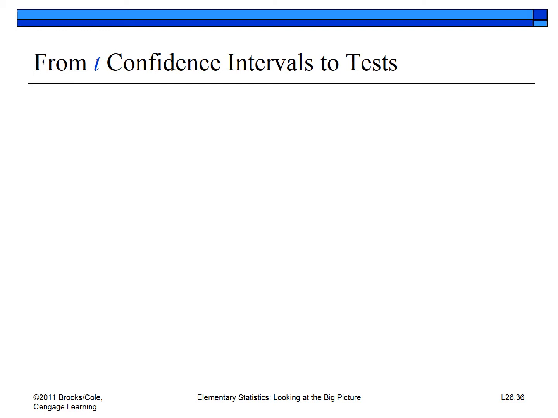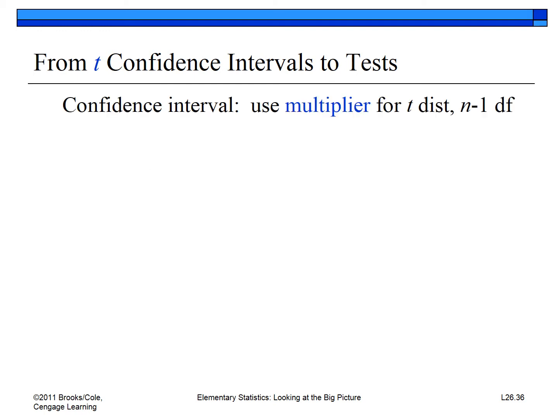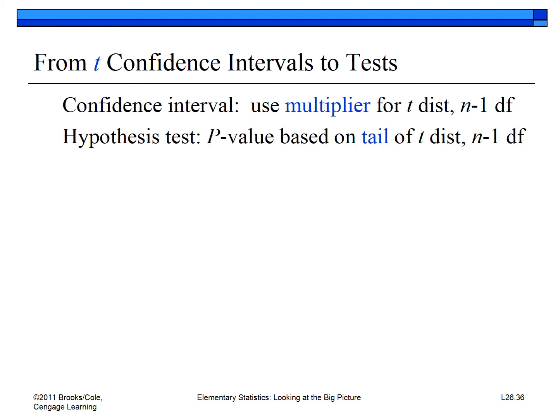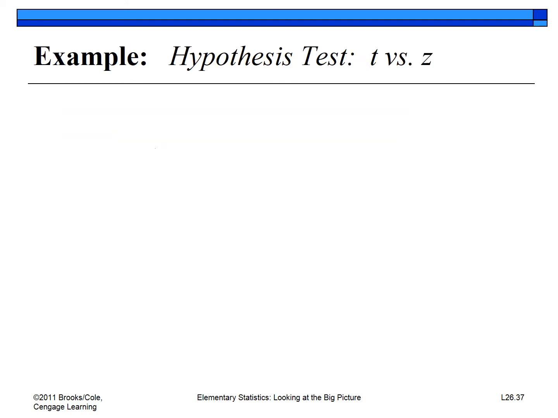Now let's bridge the gap from confidence intervals to hypothesis tests. Remember, a confidence interval uses a multiplier that comes from the t distribution with n-1 degrees of freedom. That multiplier is based on converting the confidence level to an inside area under the t distribution with appropriate degrees of freedom. Hypothesis tests will compute a p-value that's based on the tails of the t distribution, not the inside area but the outside area, again with n-1 degrees of freedom.